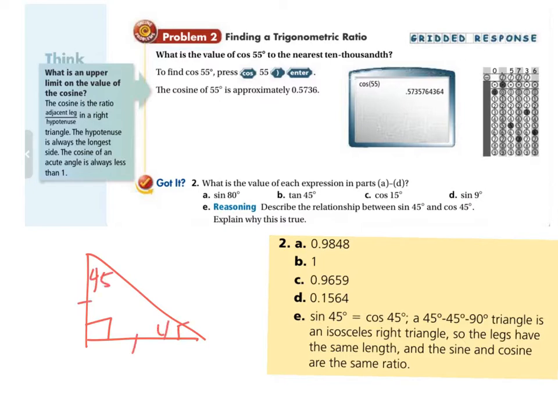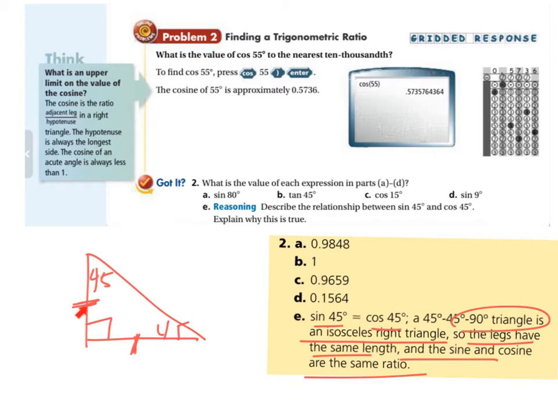So recognize that triangle, right? So sine and cosine of a 45-degree angle, that's an isosceles right triangle. So the legs have the same length. So the sine and cosine have the same ratio. No matter what I picked, this leg and this leg are going to be equal, right? So that means that if I look at the sine of here, opposite over hypotenuse, that's the same as the cosine of the other, right?